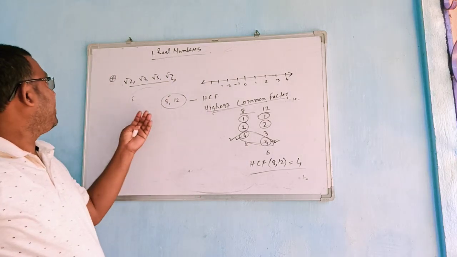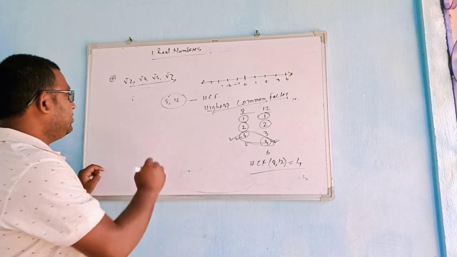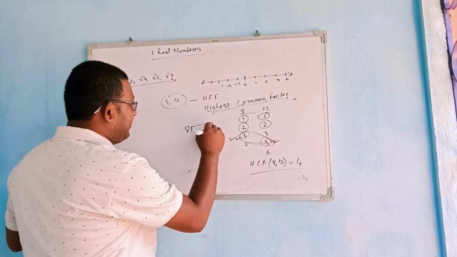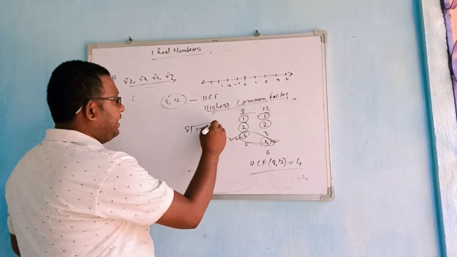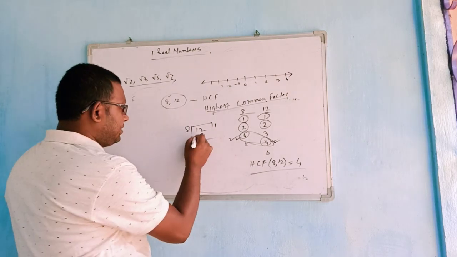Similarly, we can find it using Euclid's division lemma. So what is Euclid's division lemma? We know that 12 can be divided by 8. 8 ones are 8. Subtract it.